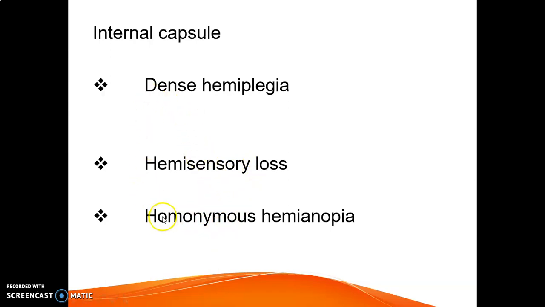The homonymous hemianopia is due to the blood circulation to the internal capsule being affected. The same blood circulation is supplying the sensory area as well as the sensory area of the eye. So that will lead to homonymous hemianopia also. So when the internal capsule is affected in children, you get dense hemiplegia, hemisensory loss, and homonymous hemianopia.